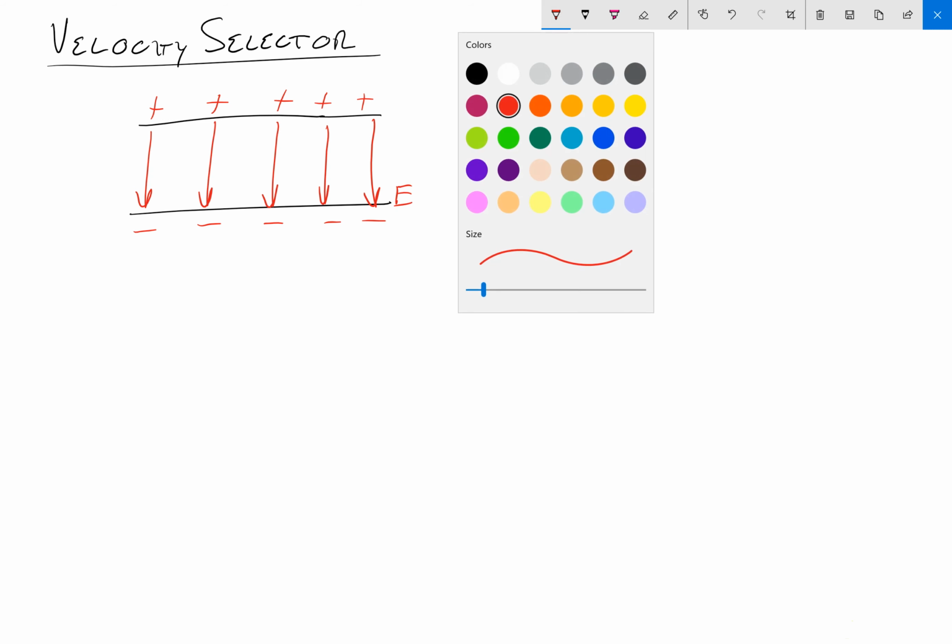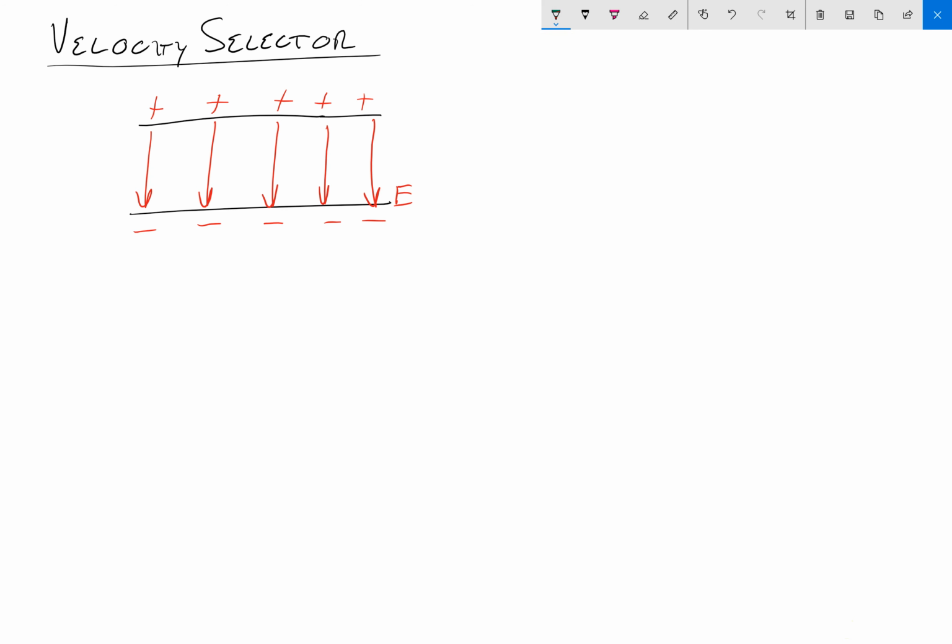What we're going to do is shoot a positively charged particle into this electric field. Now, back in the day, previous topic, this was a projectile problem. Thankfully, we will not be doing that here. This particle is actually going to continue to go straight through. Okay. Now, the question is, how does this happen?